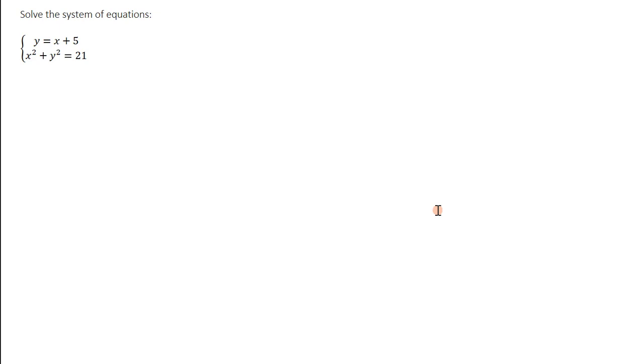What I see from here is I can quickly use a substitution. Since I have the y variable in the first equation already isolated, I'll substitute for that variable in the second equation. So using a substitution, then x squared plus (x plus 5) squared is 21. So now I'll solve for x.